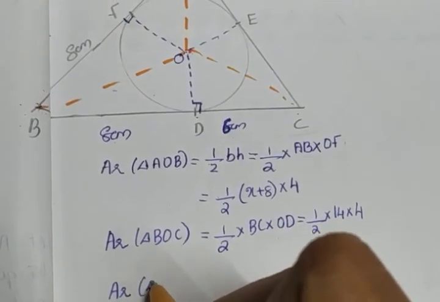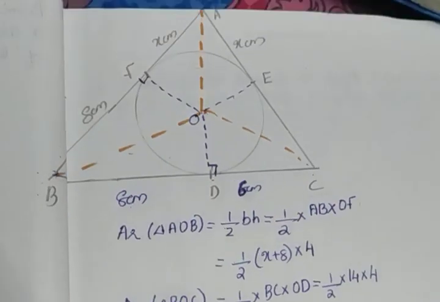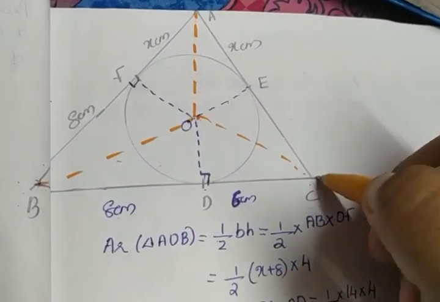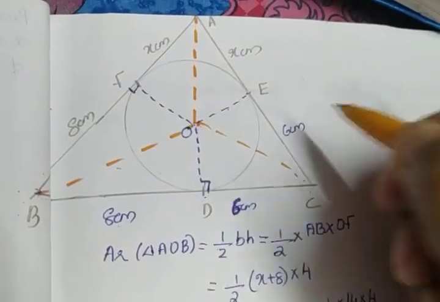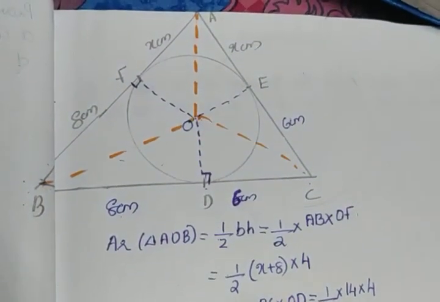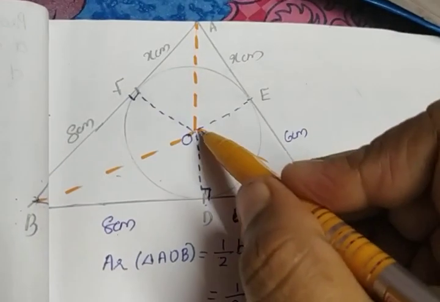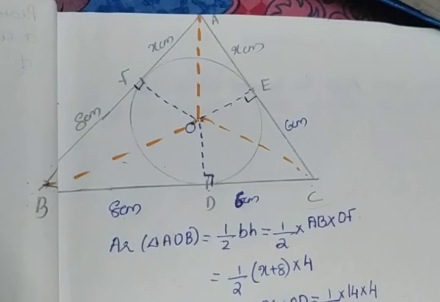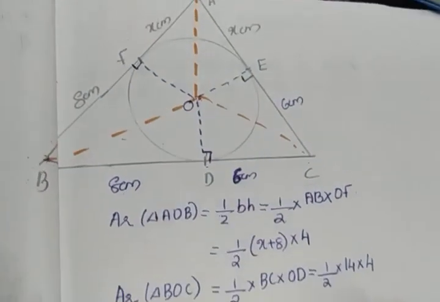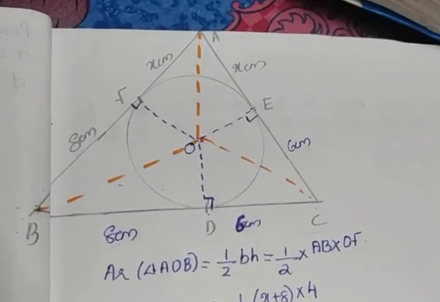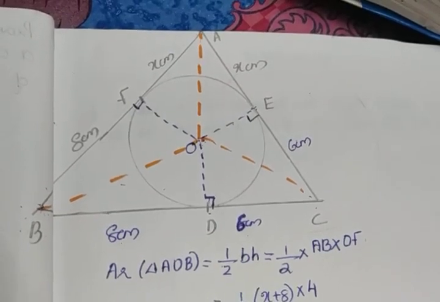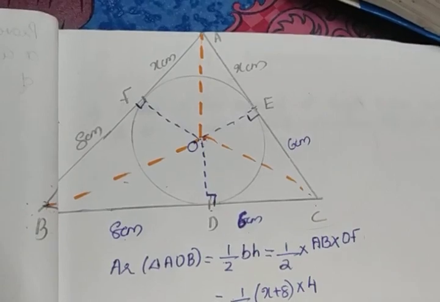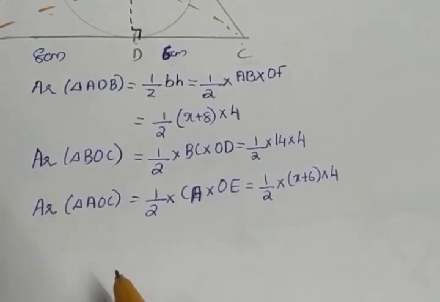Again, the third triangle, area of triangle AOC. So half into, can you say which is the base? Base is actually CA. Height will be OE because this is perpendicular, 90 degrees. So half into CA into OE. What is CA? The side CA is x plus 6, and OE is the radius, which is 4 centimeters. So we got all the areas.